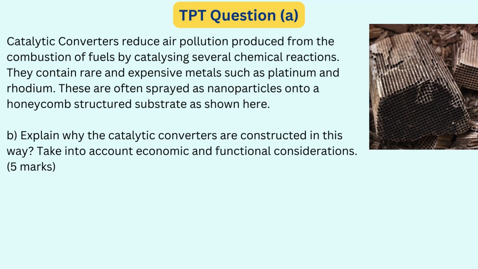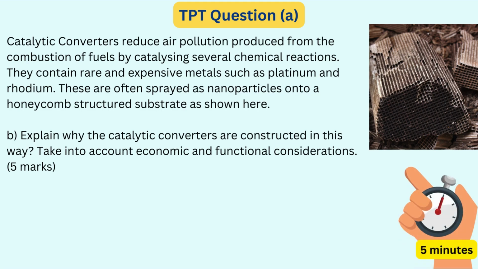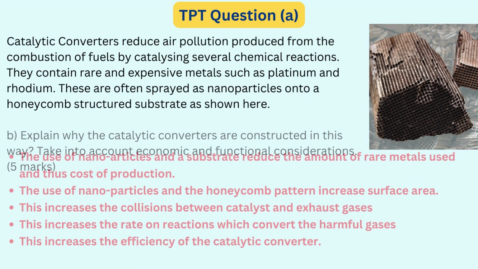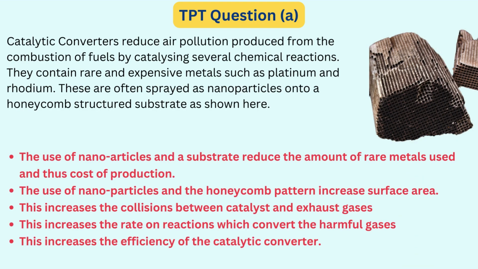In this question, you are asked to explain why catalytic converters have the structure described in the introductory text. Think back on what we have just discussed and take 5 minutes to complete your answer. Okay, let's compare your answer to the marking guide. Did you consider the economic benefits to using a substrate and the nanoparticles? Did you identify that these also maximize surface area and then link this to an explanation using collision theory?